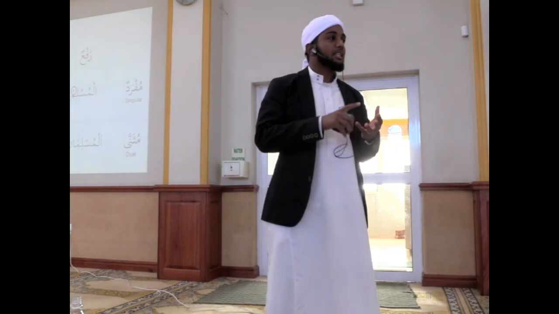Okay, so in summary of this particular lesson, you're always going to have the word in one of three hals: raf, nasb, or jar. There are signs for that. When a singular word, a mufrad word, is in halatul raf, it's going to be u or un. If it's in halatun nasb, it's going to be a or an. If it's in halatul jar, it's going to be i or in. When it becomes dual, muthanna, you're going to add something. What are you going to add?